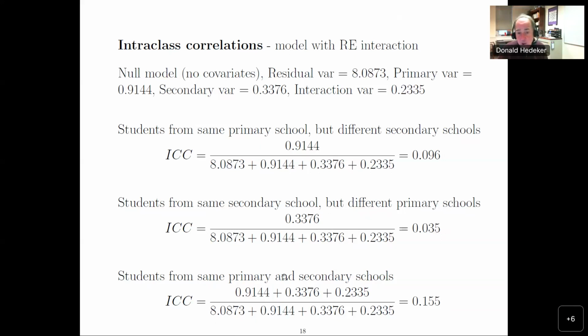Now, if they went to the same primary and secondary schools, here's where we add in this interaction, the interaction between these two kinds of clusterings. And so now the ICC here is 15.5%. Okay, so if you do have this interaction of the two random effect clusters in your analysis, this is how we can calculate the ICCs. Okay.